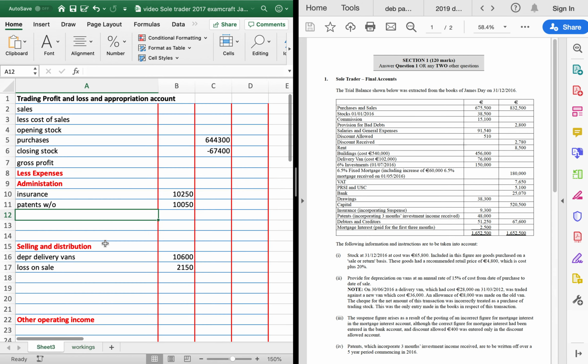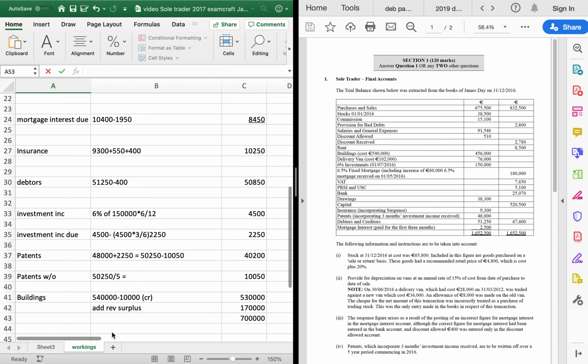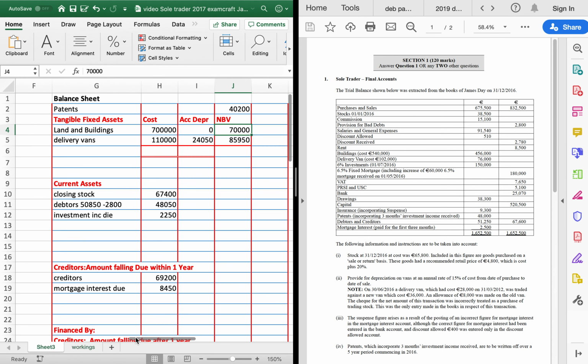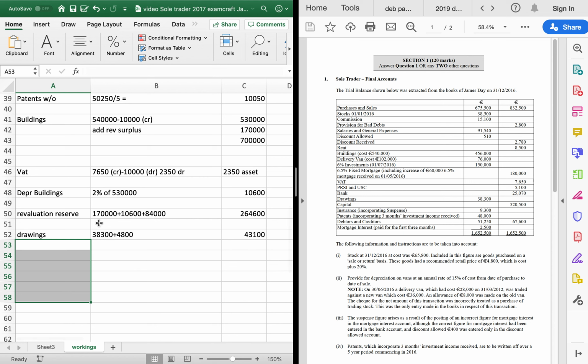Right, the buildings then. We revalue them to 700,000, which is grand. So land and buildings 700,000. Now they were revalued, so I can put my revaluation reserve down into my financing section immediately. Revaluation reserve 264,600. That's a good habit, that I'll put that in immediately. Let's skip the depreciation and all that, but VAT has become an asset.